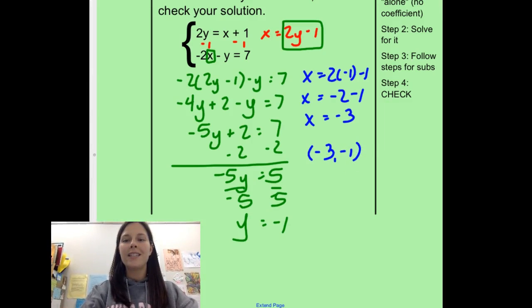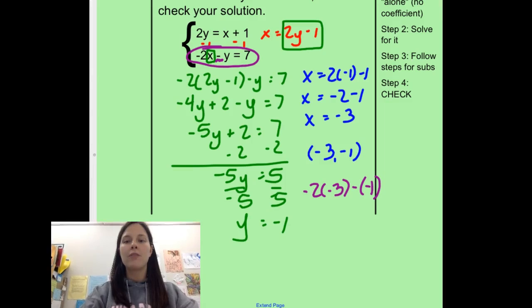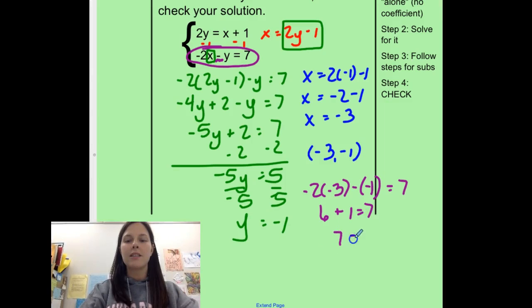We need to check it in the equation that we did not use to solve for x. So I'm going to replace x with -3. I'm going to replace y with -1. This is another one of those that you need to be careful of. There's a negative in front of the y that you cannot ignore, and the y itself is -1. So you need to keep both of those negative signs. -2 times -3 is 6. Subtracting a negative is the same thing as adding, and 6 plus 1 is 7. So we got our answer to check.